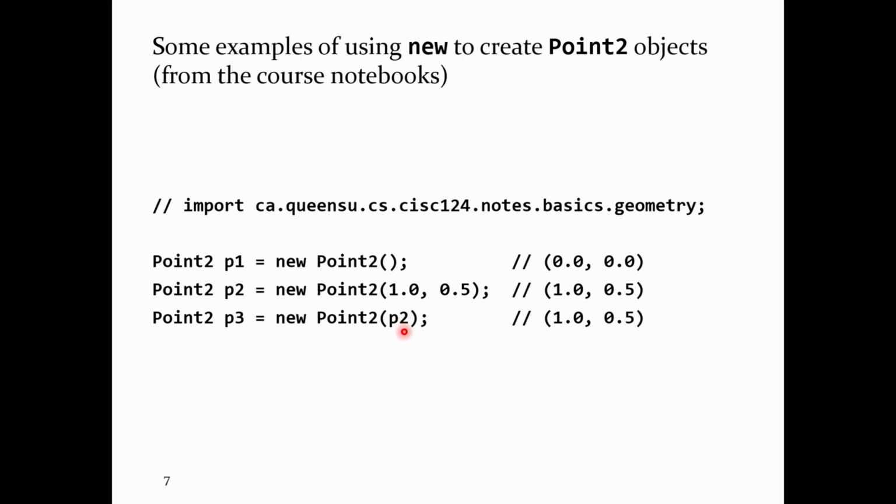Now the third constructor is interesting. It takes in P2, which is a Point2 reference. This constructor copies the point that was passed to it. So the third constructor makes or initializes a new object whose value is the same as P2. In other words, you now have 2 copies of the point having coordinates 1 and 0.5.